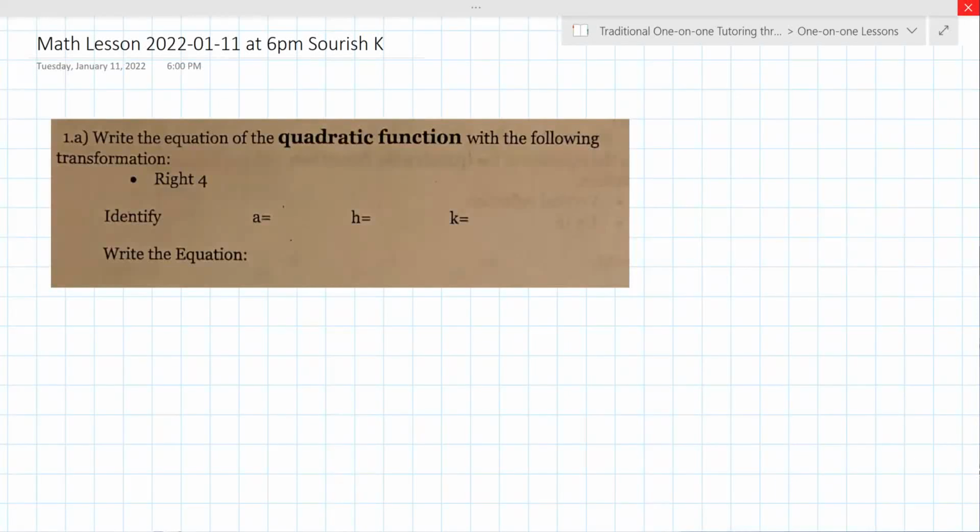The equation of the quadratic function with the following transformation. And there's only one of them here. It's just this right 4. And they want you to identify these letters here.